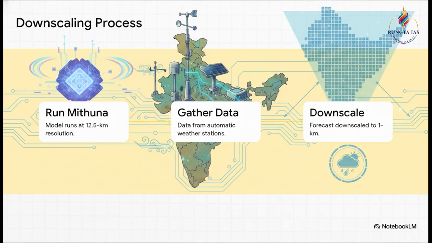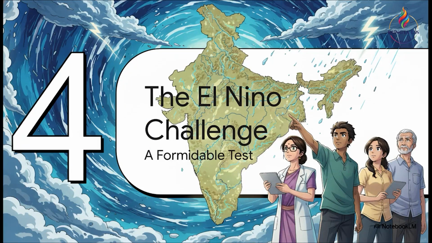Step 1. The Mithuna model runs at that 12.5-kilometer resolution. Step 2, we feed it extensive, real-time observational data from automatic weather stations. Step 3, the forecast is downscaled. For example, in Uttar Pradesh, because they have very extensive coverage of weather stations, the IMD has just successfully launched a downscaled forecast at an incredible 1-kilometer resolution, valid for 10 whole days. That is a real game changer.